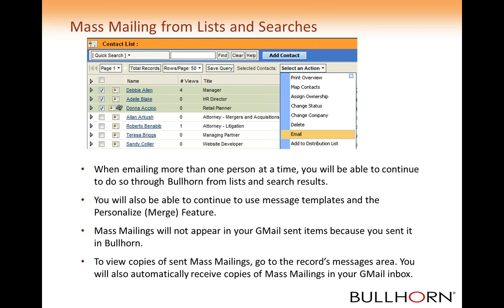When you send a mass mail from a contact list or a candidate search page, that message will not appear in your Gmail sent items because you are not sending it from Gmail, you're sending it from Bullhorn. However, you will receive a copy of that mass mailing message and it will show in your Gmail. So you don't have to copy yourself, you will automatically receive a copy of that mass mail in your Gmail. Any questions about mass mailing?